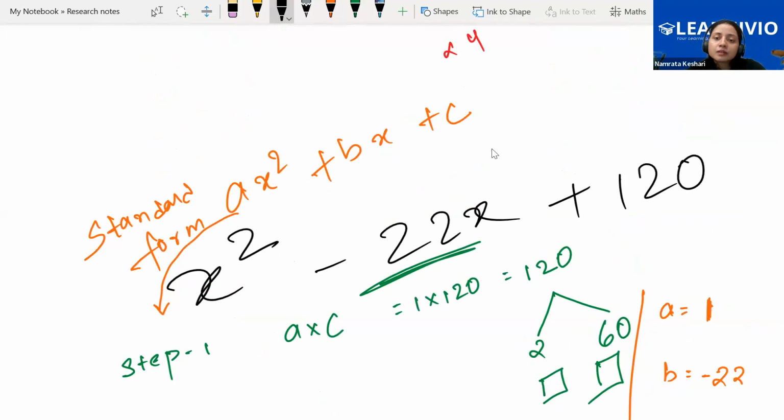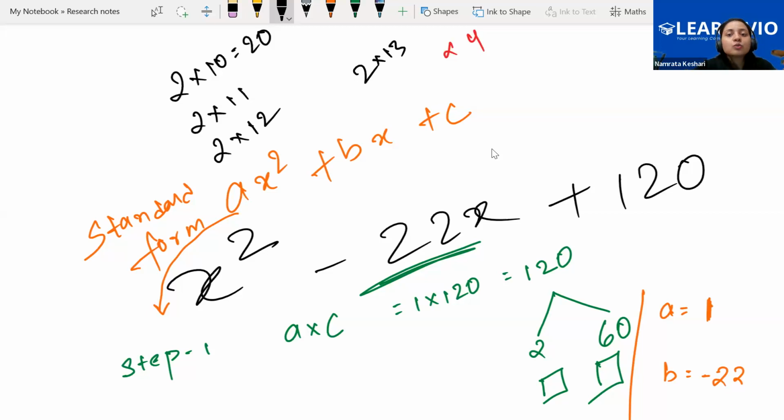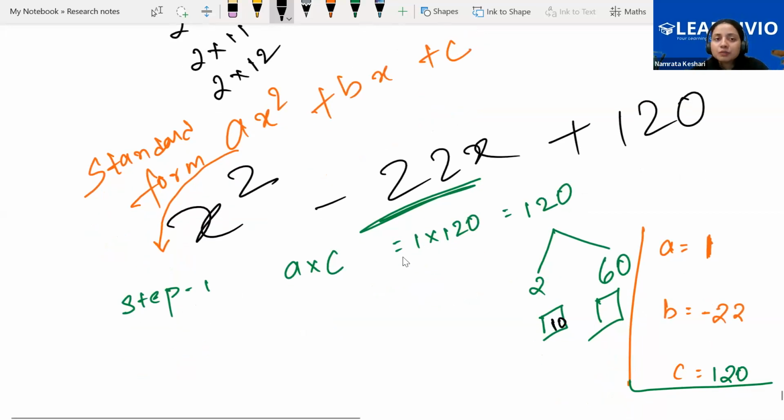Table of 10 means, let me clear it: the tables you have learned are till 10 only. Like 2 ones are 2, 2 twos are 4, 2 threes are 6, 2 fours are 8, 2 tens are 20. Like this much only we have learned, but tables can be written beyond this also. Yes or no? Yes, ma'am. So that is what I am talking about. Is it possible that 10 multiplied with any number generates 120? Yes. Which number?